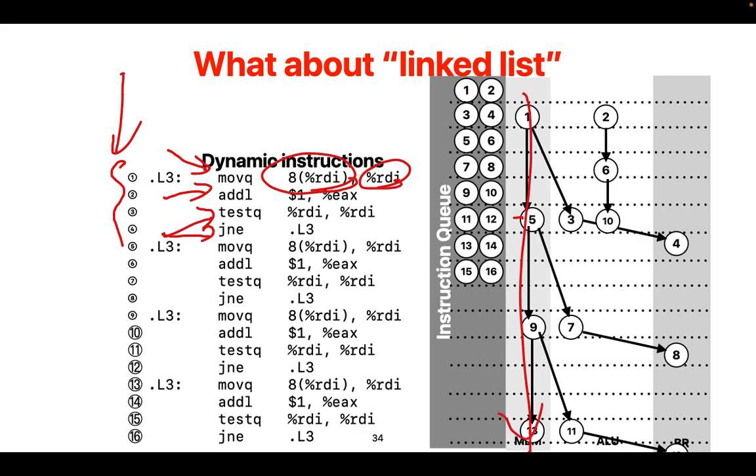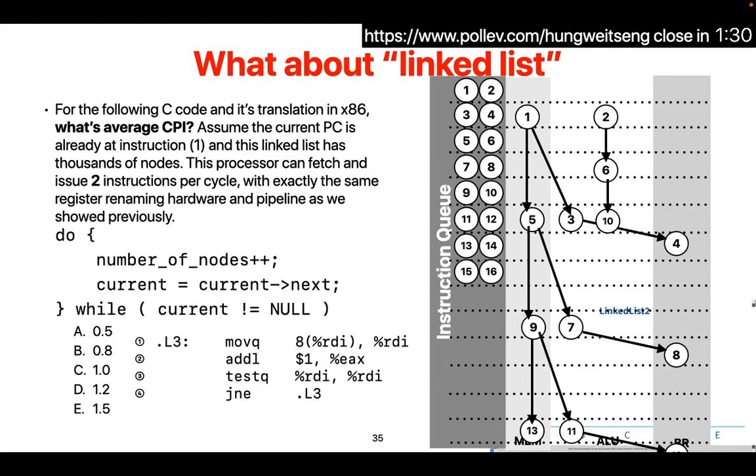So this is, again, the critical path, right? So it's 1, 5, right? And who is 1 and 5? The move instruction, right? What that move instruction is implementing is actually the current equal to current next, right? It's actually the current equal to current next. So now the second question.